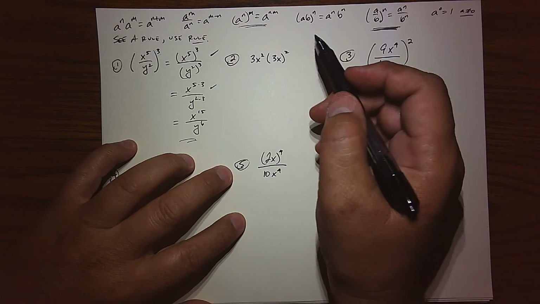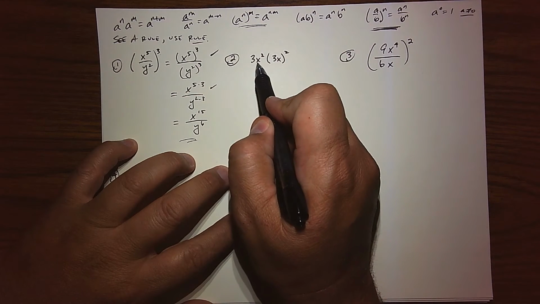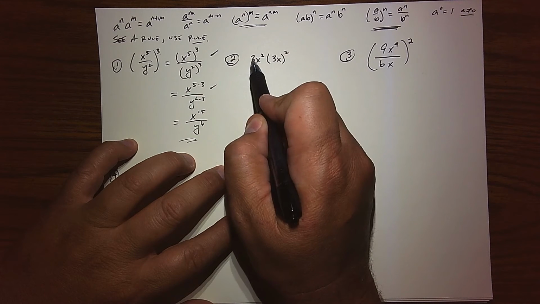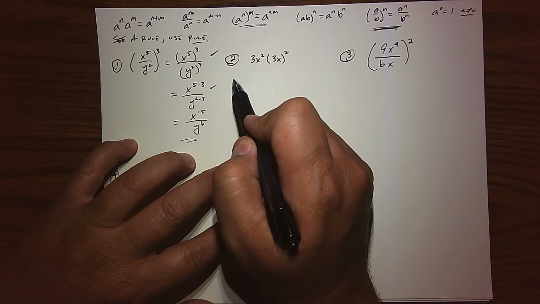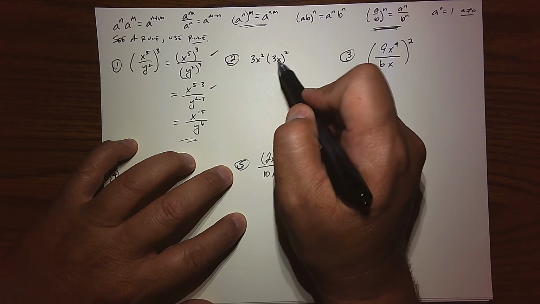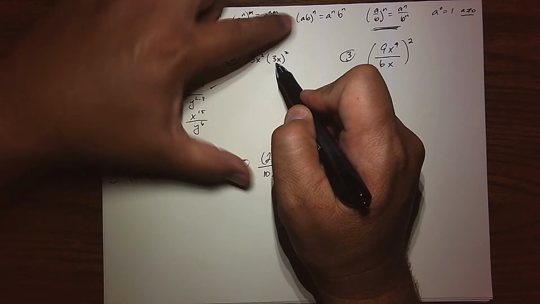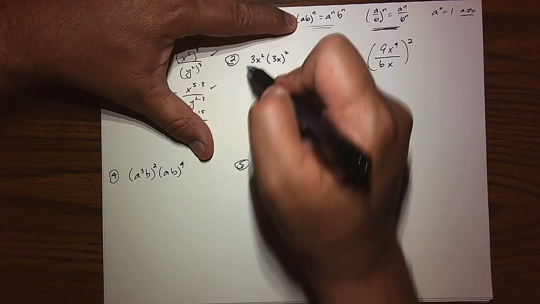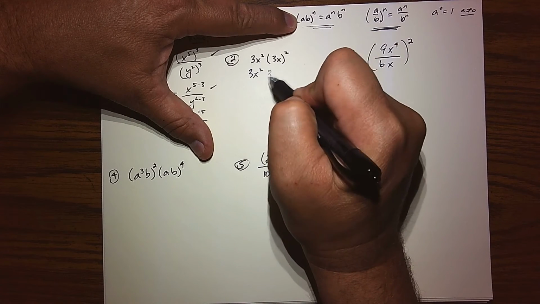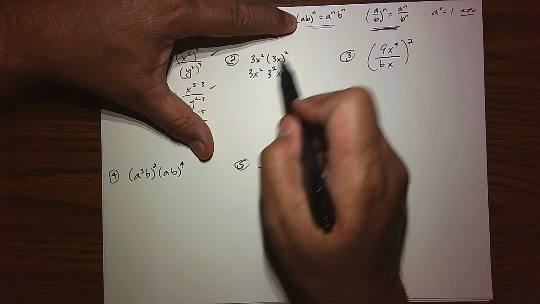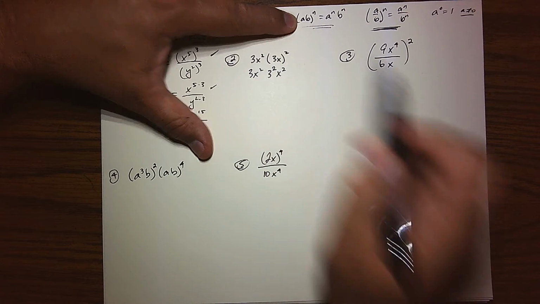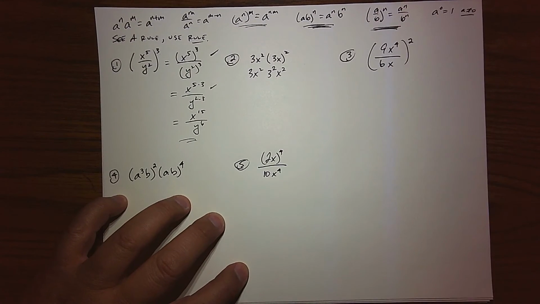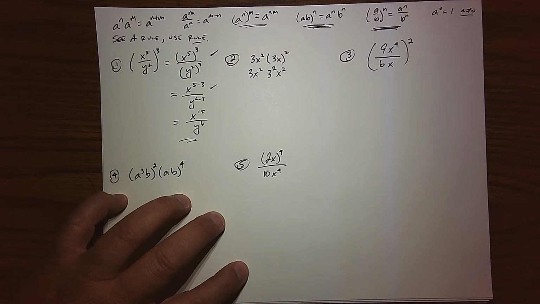For starters, on the front end here, make sure you understand that that 2 only applies to the x. So this 2 does not apply to the 3. If it did, it'd be in parentheses, like this one. Notice 3x is in parentheses, so I have a product, and it is being raised to the 2nd power. So this guy stays the same, and the product rule says that 3 gets raised to the 2nd power, and x gets raised to the 2nd power. And so I just used my power of a product rule.